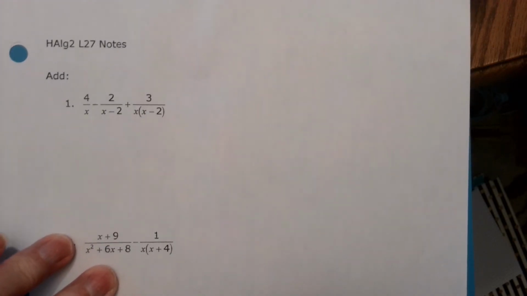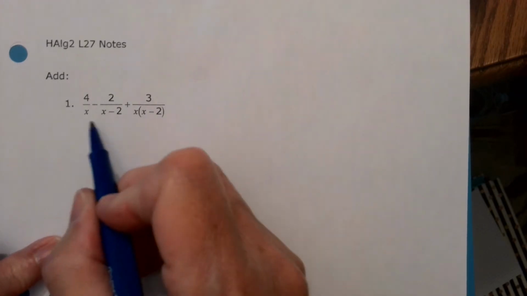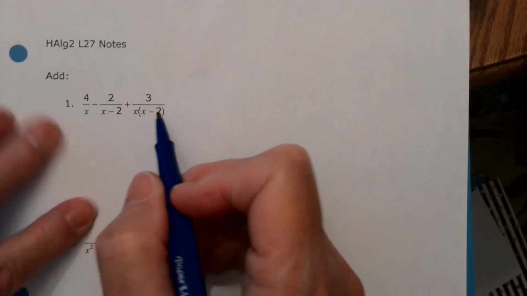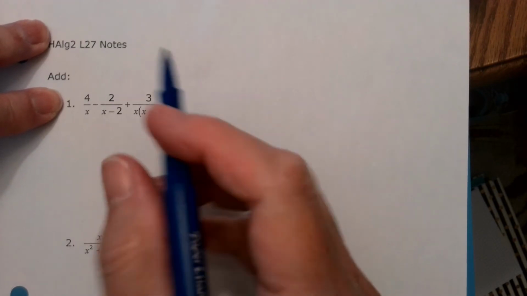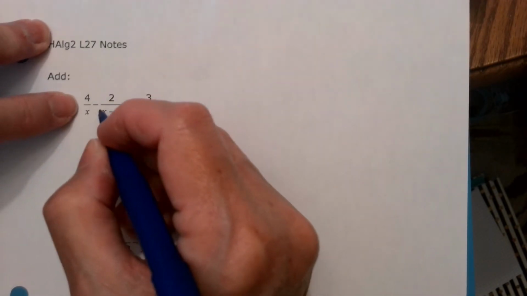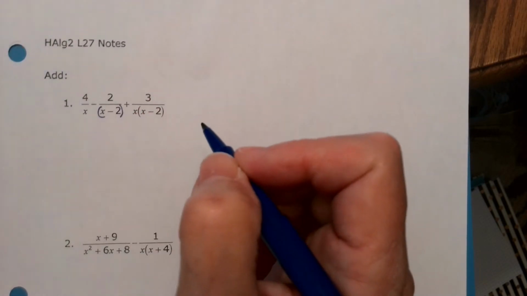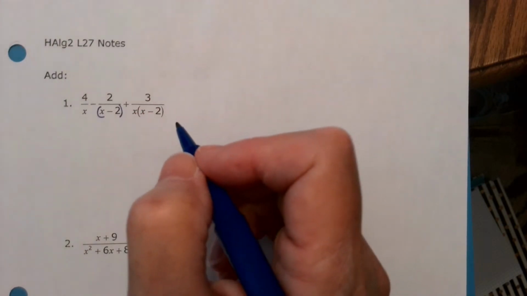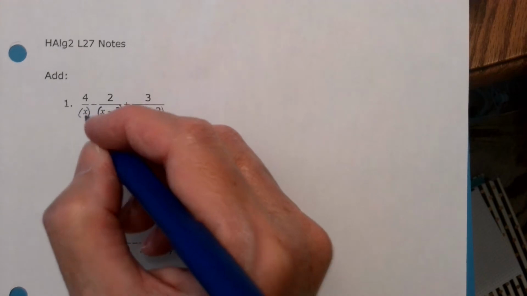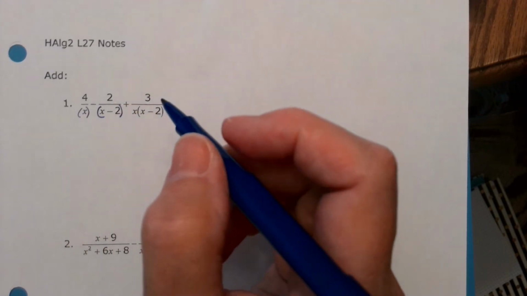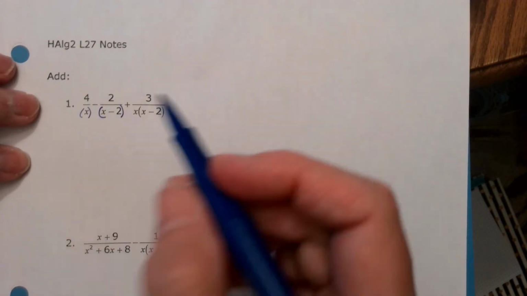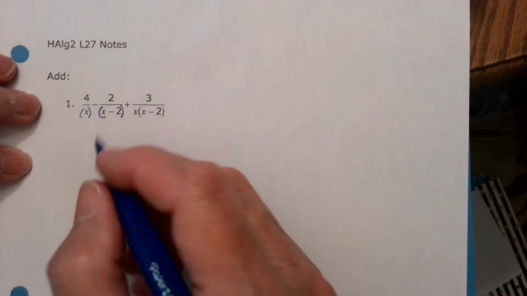Okay, lesson 27. So we're going to learn how to add these. Now, the first thing we want to think about is what would be the common denominator. So remember, anytime it has a plus or a minus, think of it as one thing. You can't pull an x out of that or anything. So we have an x, we have an x minus 2, and we have x times x minus 2. So we're going to have to use x times x minus 2 as our common denominator.